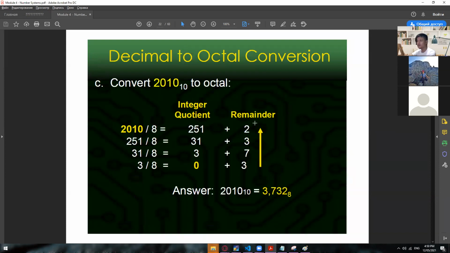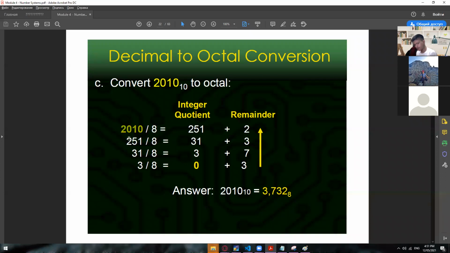Anyway, let's have one more example. 2010 base 10, which is of course a decimal, into octal. So here, it is asking us to convert this decimal into octal. So our divisor now is 8. Everything is the same process. It's just that your divisor now is 8. Here, we need to use a calculator since this is already a large number. Unless you're a genius and you can solve that using your mind only, then no problem. You don't need to use your calculator.